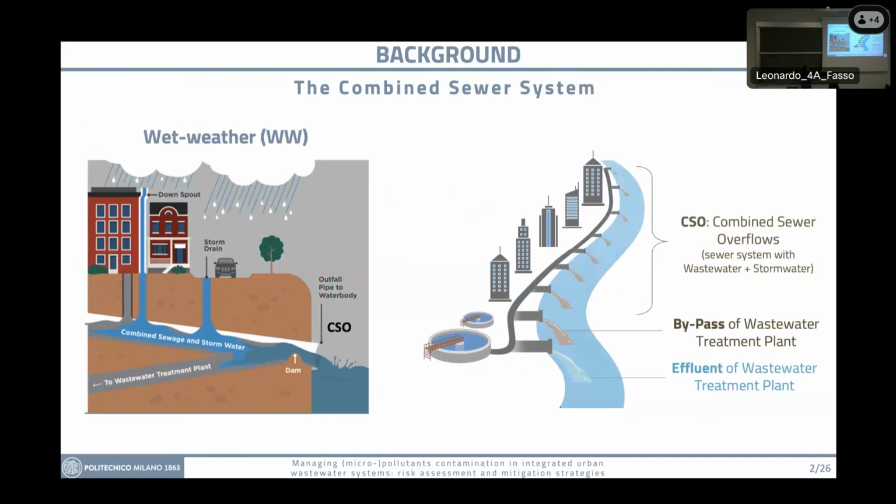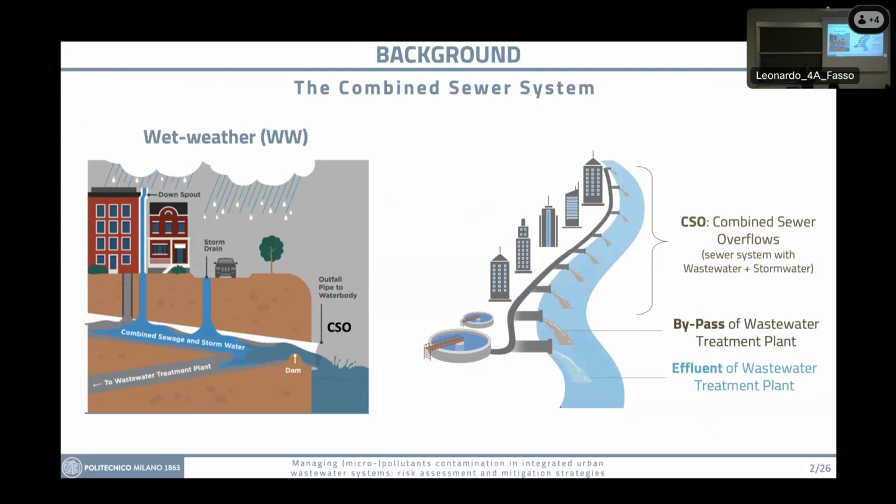So this is very clear that when there are rain events, the capacity of the system cannot collect all the stormwater inside the system. So there are these structures here that allow the water to overflow and go out of the sewer system directly to the receiving water body without any treatment. And the remaining part of the sewer can go to the treatment plant.